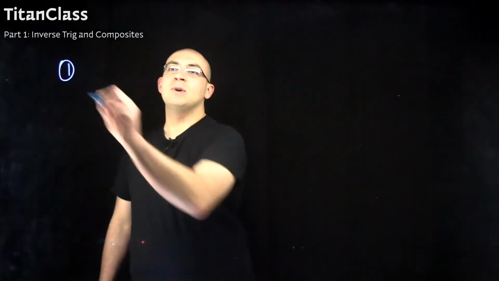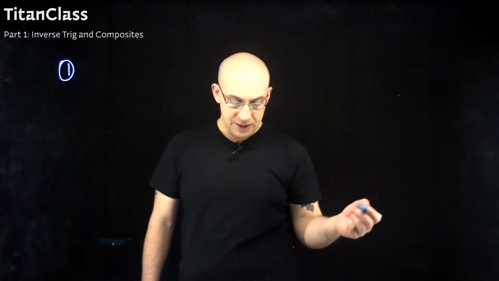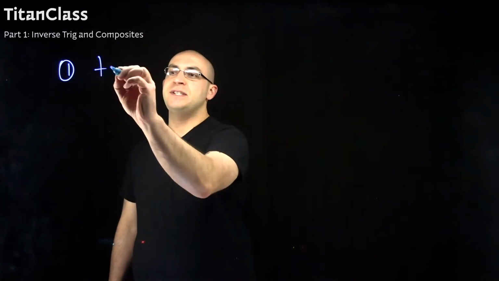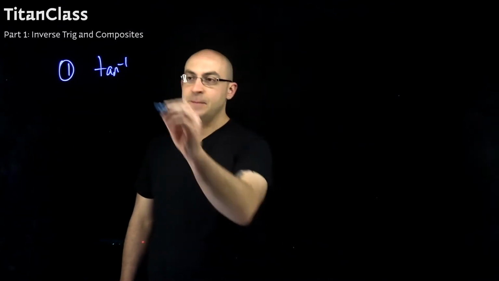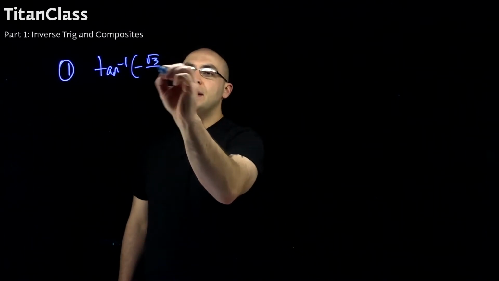Part 1, inverse trig and composites. So I think I got about 30 problems for you, and we'll start with number 1, which I think this section has 10 problems in it. So number 1, we're going to be evaluating inverse trigonometry. So what we have here is inverse tan, and again, we know it's an inverse because it has a -1 exponent, of negative root 3 over 3.